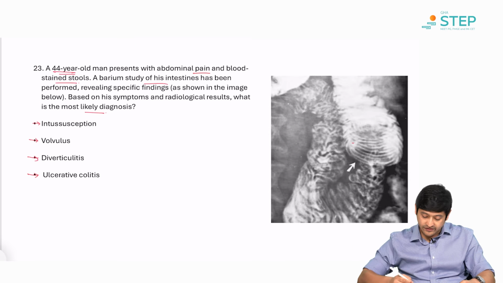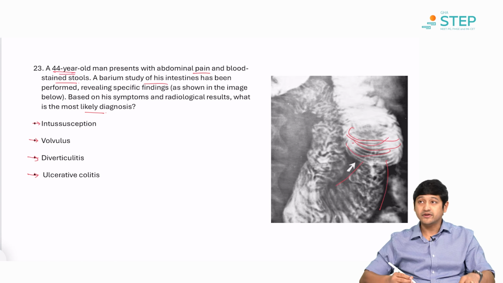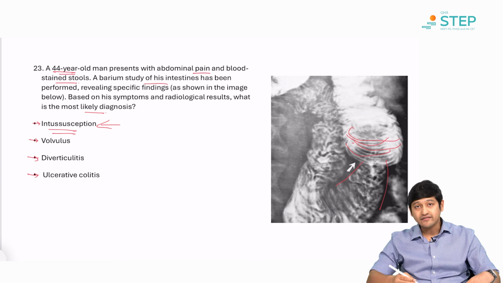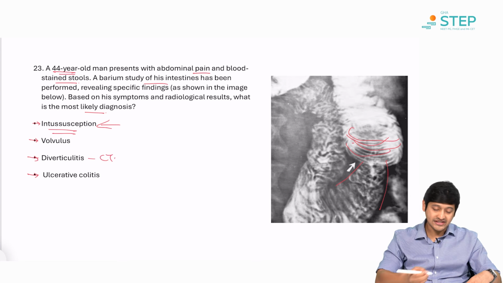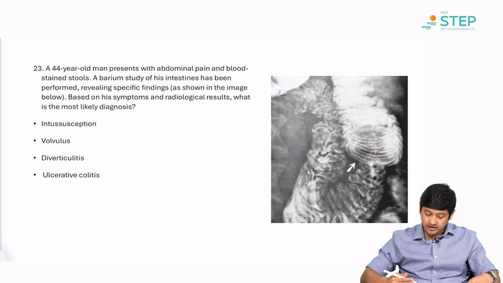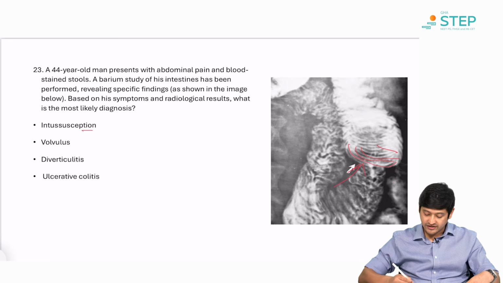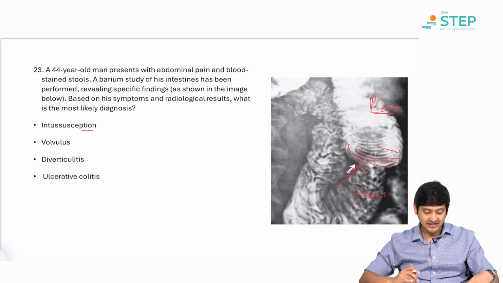Now, what we've been given is multiple concentric rings and a bowel loop that appears to have gone inside the other bowel loop. What you're looking at here is an intussusception, all right. For a diverticulitis, a better modality would have been a CT, maybe with contrast. You can see multiple loops of the small intestine, and you can see that one loop has gone inside the other. So this is intussusception, where you have the intussusceptum and the intussuscipiens or the recipient bowel loop. All right, so this is intussusception.